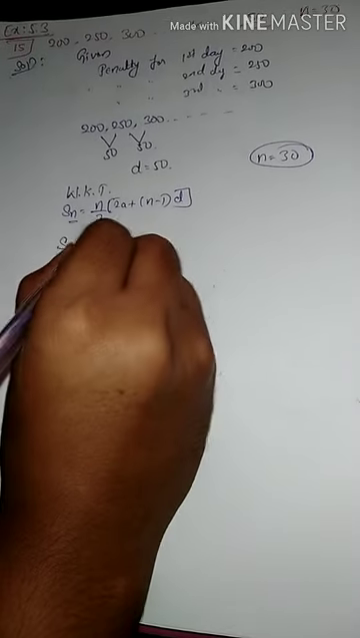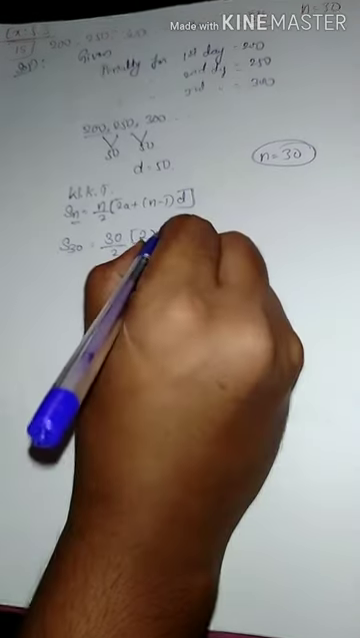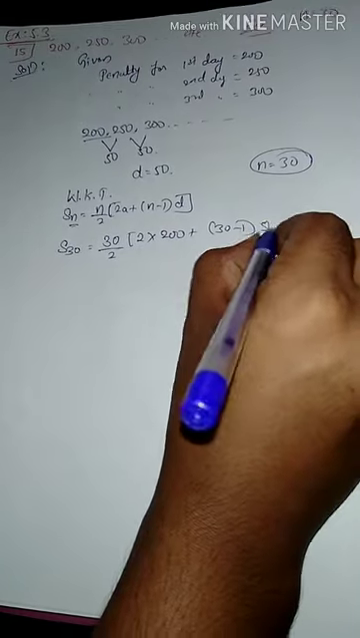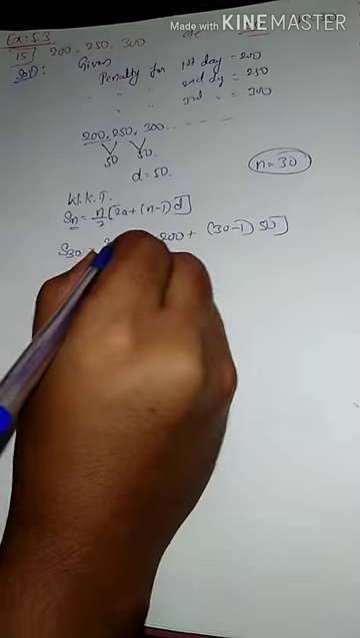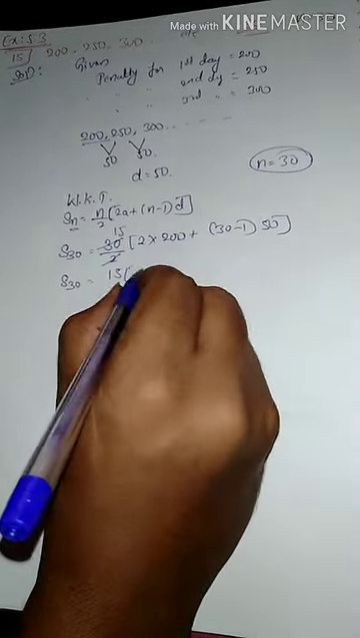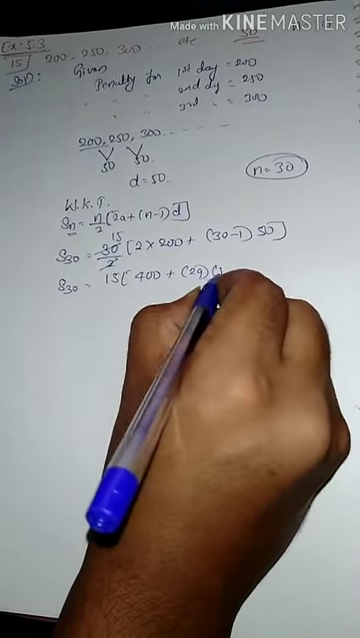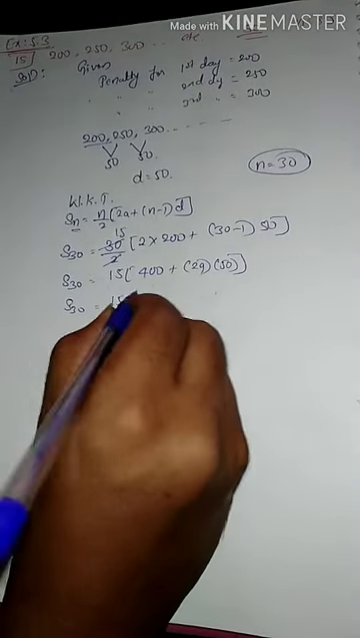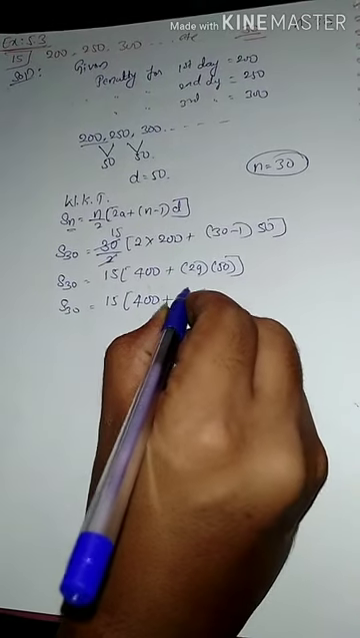S30 is equal to 30 by 2 into 2 into A is 200, 200 plus n is 30 minus 1 into D is 50. So S30 is equal to 15 into 200 into 2 is 400 plus 30 minus 1 is 29 into 50. S30 is equal to 15 into bracket 400 plus 5 nines are 45.